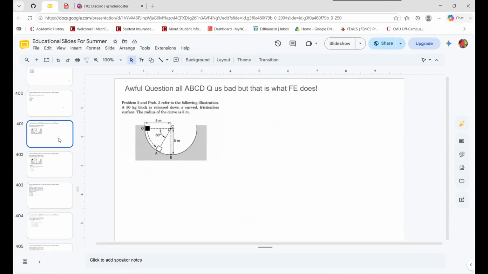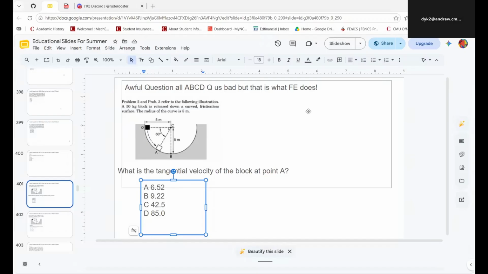Problems 2 and 3 refer to the following illustration. All right, over here we have this. This is going to be the velocity tangential to A. So we need the height of this. So we're going to start with mgh, well, that's the potential energy, PE plus KE equals PE plus KE, right? So we need 1/2 mv squared here. We're going to actually make this the zero line.